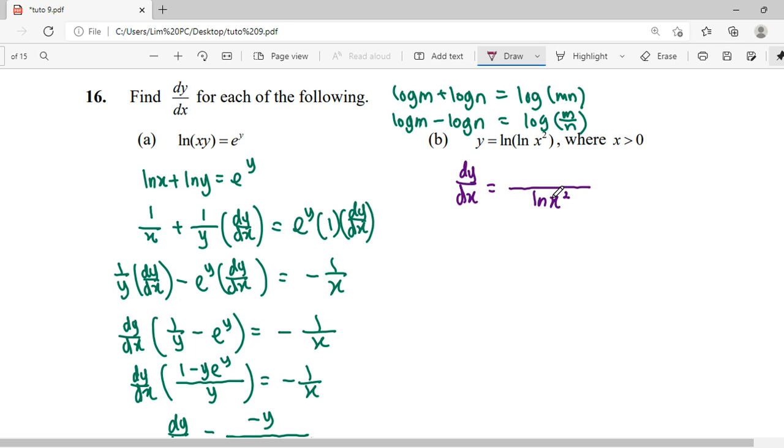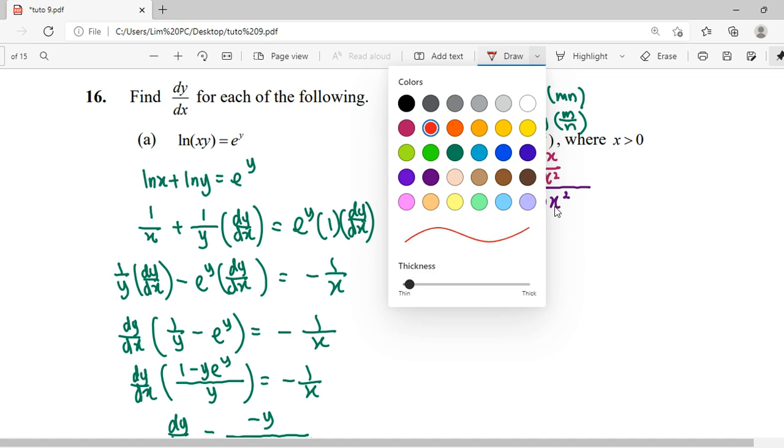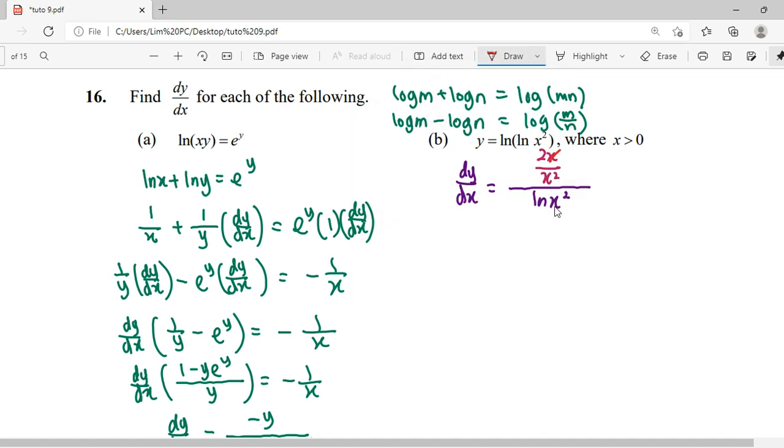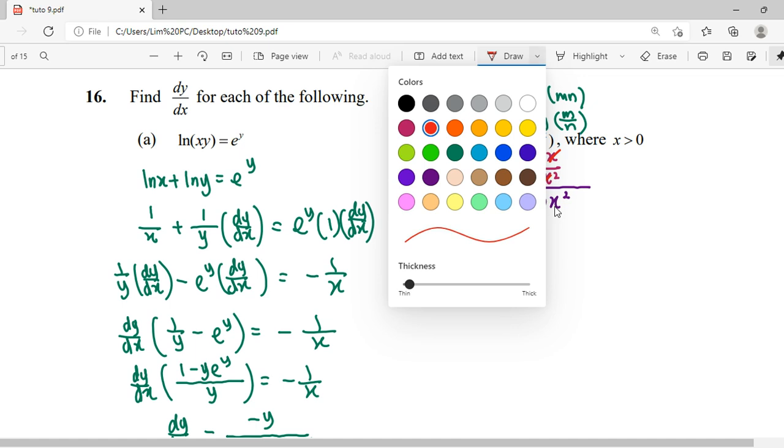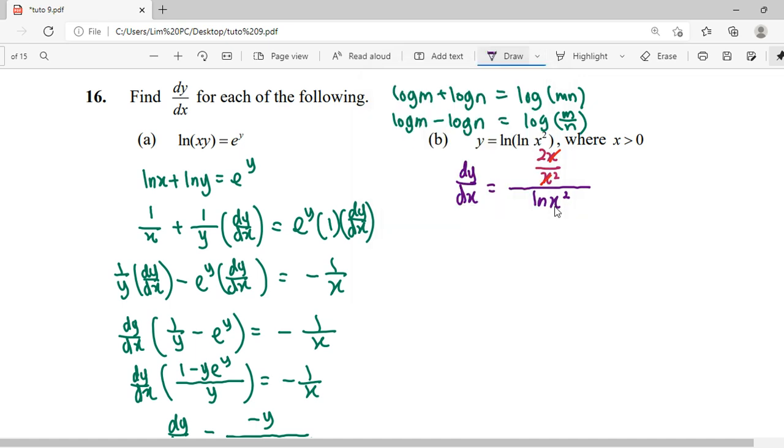So once again we have a fraction. Differentiate this at the top. Differentiate this ln: one over the inside, x squared, times the derivative of x squared, which is 2x. So our x can be simplified. Once our x is simplified, the numerator remaining is 2x and the denominator remaining is ln x squared.